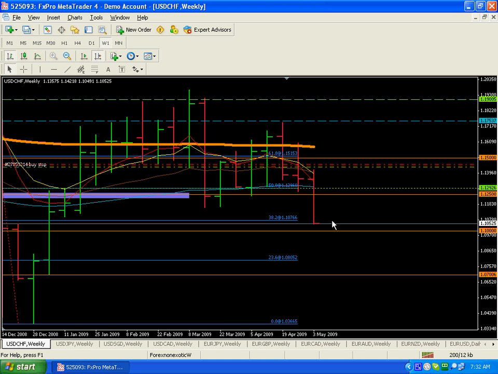And most likely the sellers are looking for this area here, 1.10, 1.111, 1.10000, and they'll be buying most likely at this area. There will be hesitation of the price. Let's see what we have on the daily time frame.